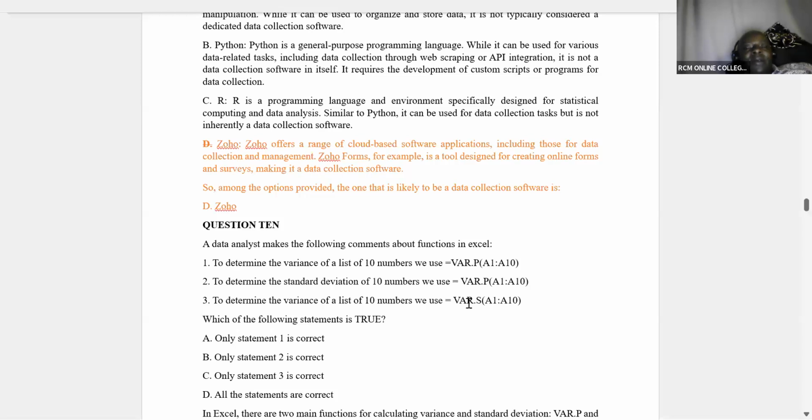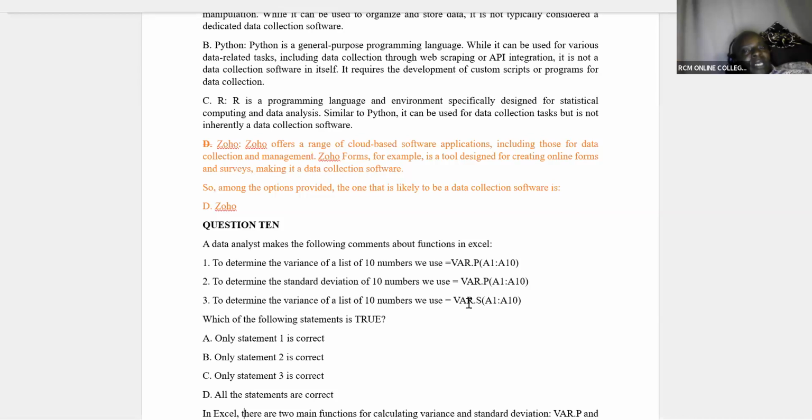Ladies and gentlemen, basically this was a sampling question. If, for example, you have a small sample, of course, the variance you will calculate is for the small sample. So it should be var.s. But if your sample is large, meaning more than 30, it automatically approximates what we call the population. So if the sample is very large, then automatically we shall use var.p.